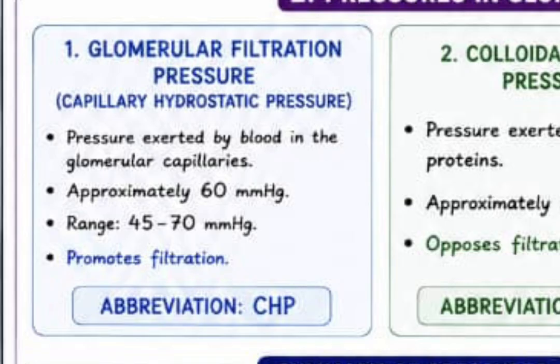And approximately the pressure should be 60 mmHg, which is between 45 to 70 mmHg. So the range of the pressure needed to push all the filtrates inside the glomerular capillary into the Bowman's capsule should be between 45 to 70 mmHg. The average is 60 mmHg. So when you increase the capillary hydrostatic pressure, or the glomerular filtration pressure, what happens? It will increase filtration.